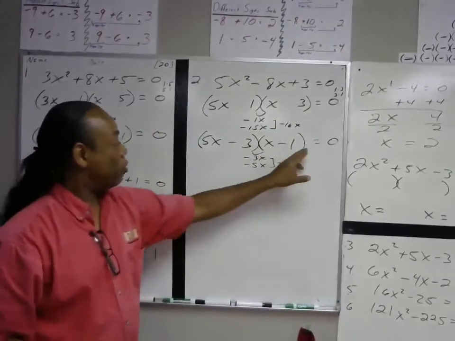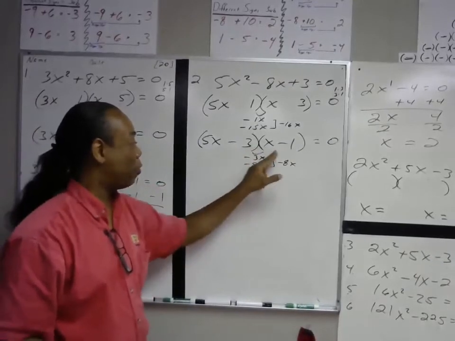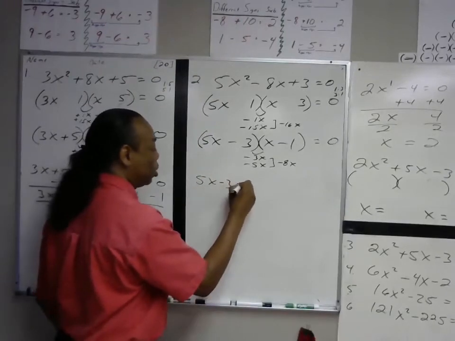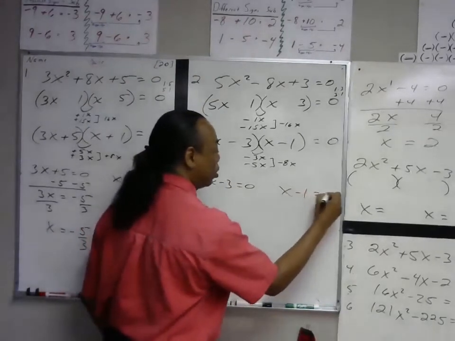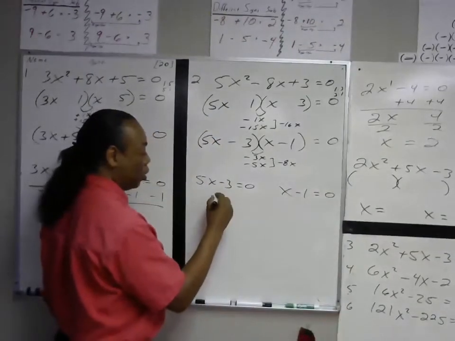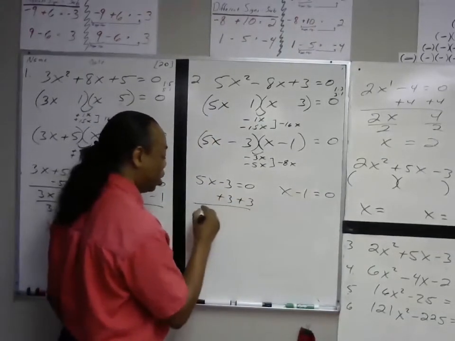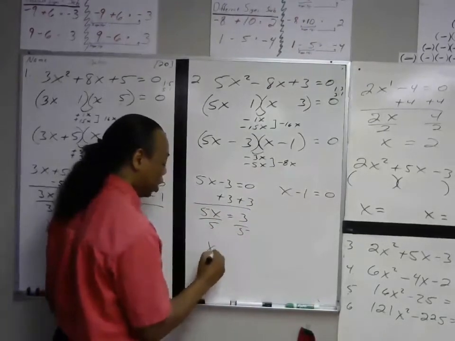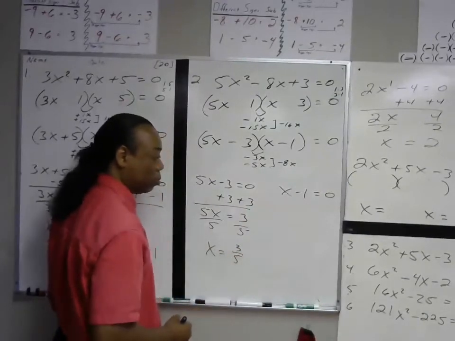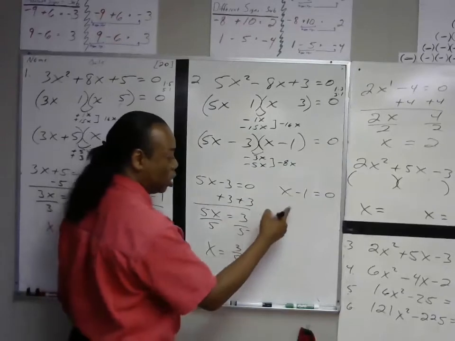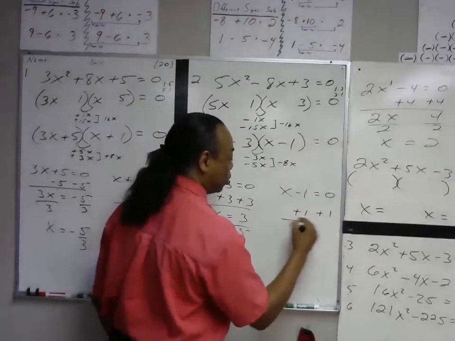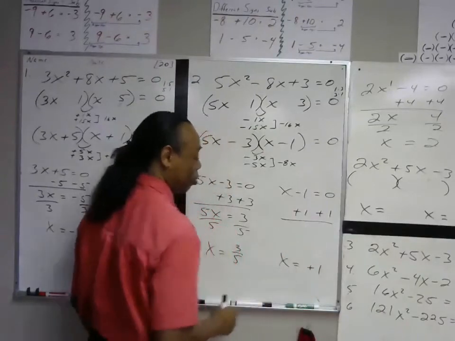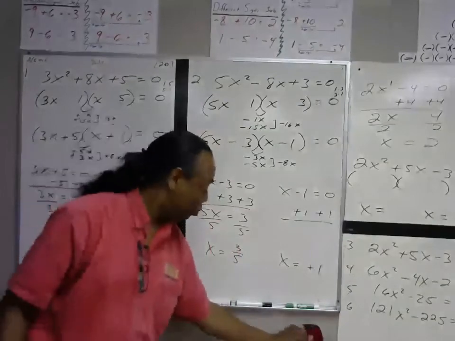All right, now that we factored, the factors are equal to 0, we can take each individual factor and solve them for 0. So 5x minus 3 is equal to 0, and x minus 1 is equal to 0. This solves by adding 3 to both sides. Then we get 5x equals 3. And dividing by 5 gives us x equals 3/5. And that's one of our solutions. The other solution here, when I add 1 to both sides, we're going to get x equals positive 1. And those are our two solutions.